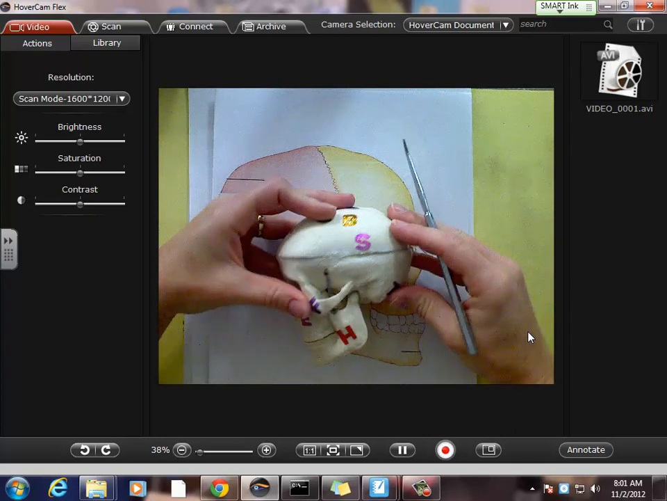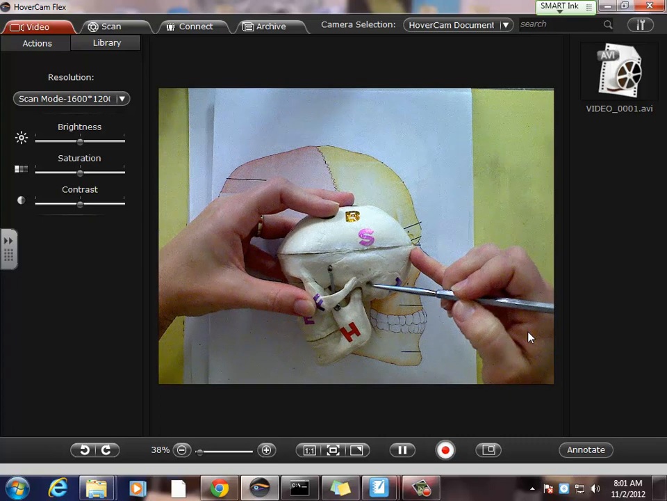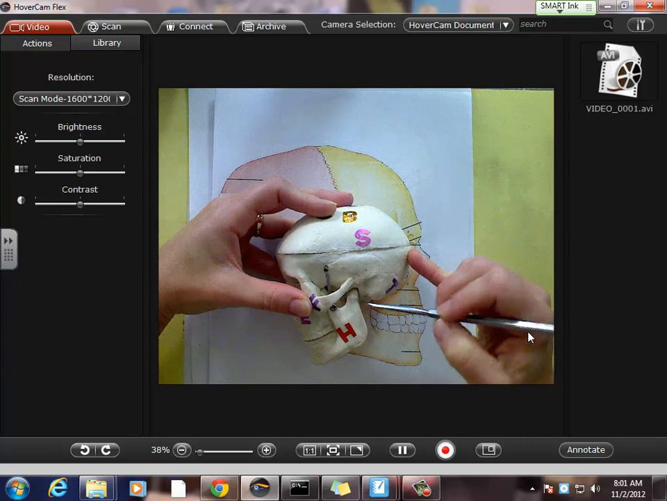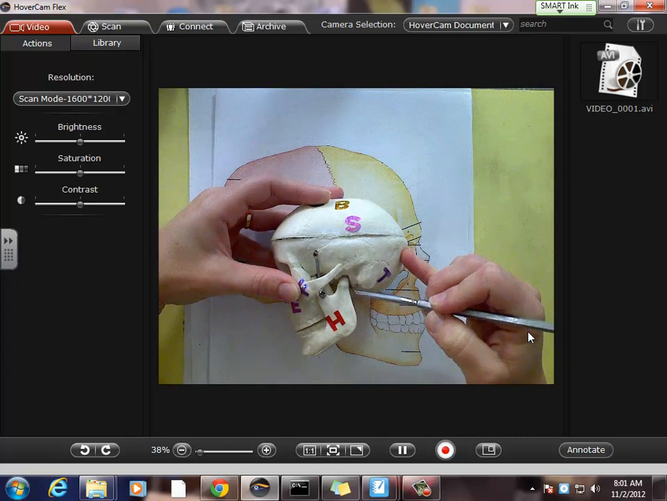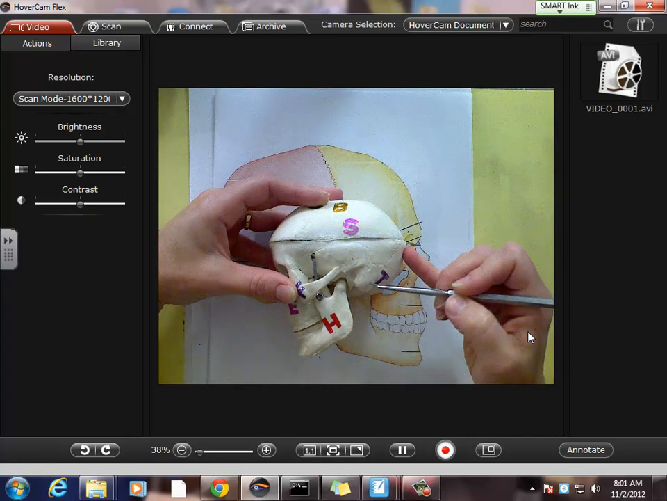Just posterior to the mandibular condyle is an opening for your ear called the external auditory meatus. Slightly inferior is a small projection called the styloid process. Kind of looks like a little earring for style, so styloid process. And then slightly posterior to that is something called the mastoid process.